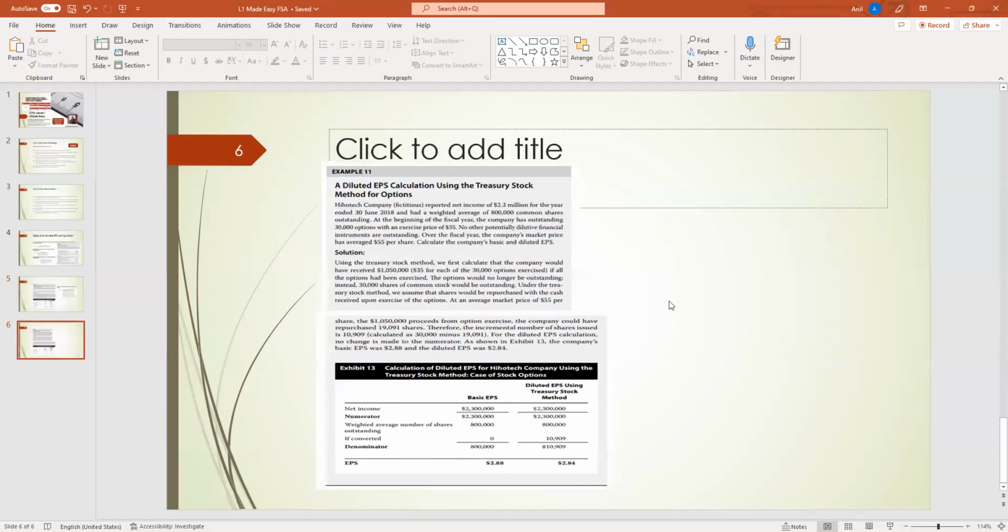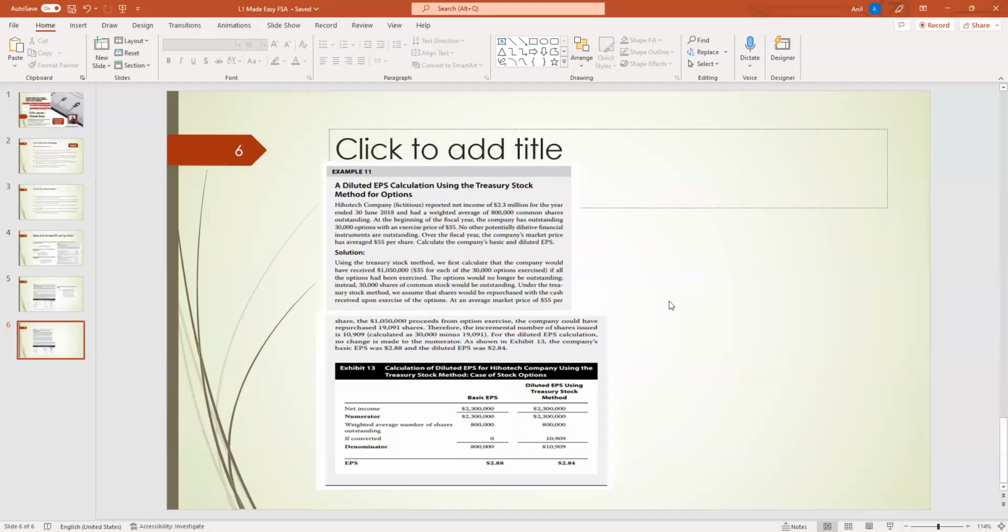Let us do an example. A diluted EPS calculation using the treasury stock method for options. Hi-Ho Tech Company reported net income of $2.3 million for the year ended June 2018 and had a weighted average number of 800,000 common shares outstanding. So this is the weighted average. At the beginning of the fiscal year, the company had outstanding 30,000 options with an exercise price of $35. No other potentially dilutive financial instruments are outstanding. Over the fiscal year, the company's market price averaged $55 per share. Calculate the basic and diluted EPS.